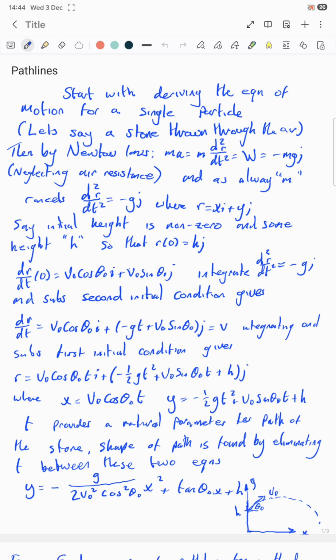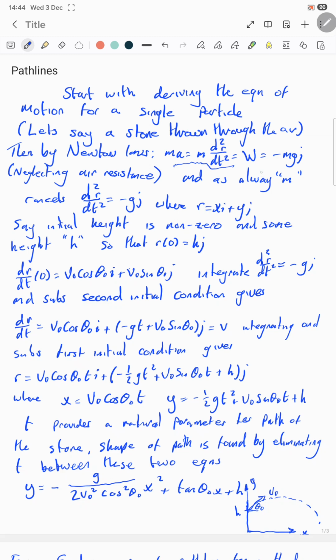But now I'm going off on a tangent. So we start by deriving an equation of motion for a single particle. Let's say a stone is thrown through the air. Then by Newton's law we get ma, mass multiplied by acceleration, is this, which is F equals ma.